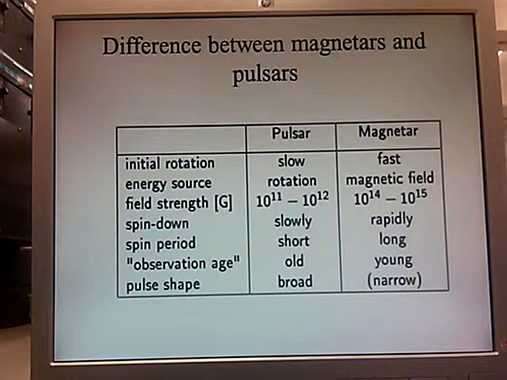And so the spin period is going to be long for this magnetar, because it's actually gone through the process of a rapid spin down from its initial formation. So they're now observed right after formation with a long period, compared to pulsars, which have a short period, which also plays with the characteristic age. The characteristic age for a pulsar will be old in general, while the characteristic age will be young for a magnetar, and the pulse shape, broad for a pulsar, narrow for a magnetar.